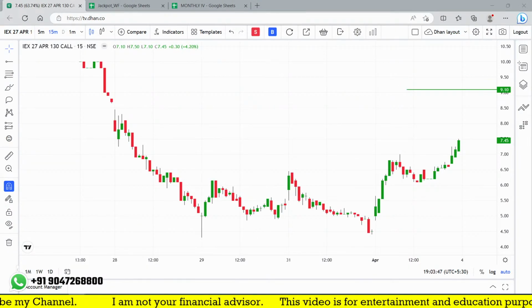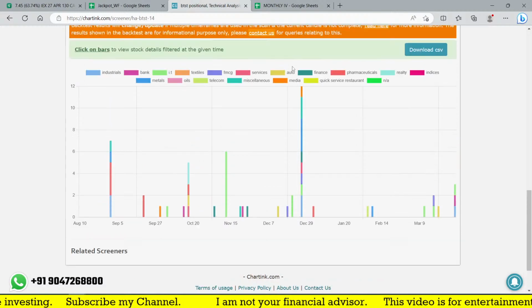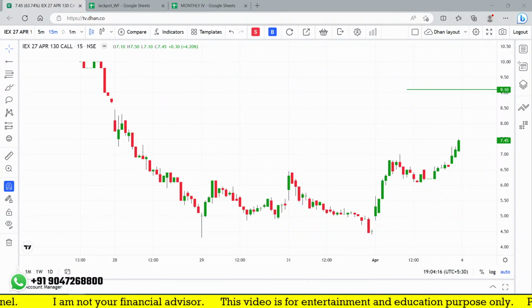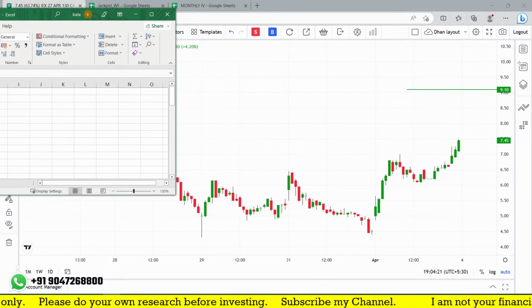Wait, dashboards, BTST positional. And this is the scanner which I used. I'm not showing the scanner here at this moment. For the backtest result, I can show you the backtest result of the BTST scanner. I will download it. It's a real-time one. I'm just opening the BTST scanner here.